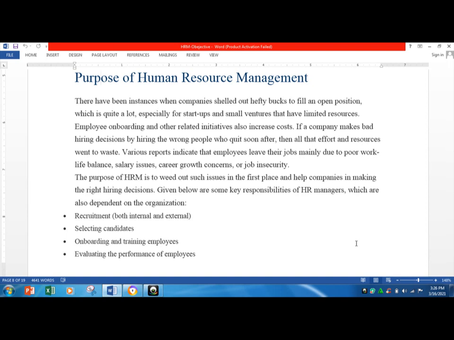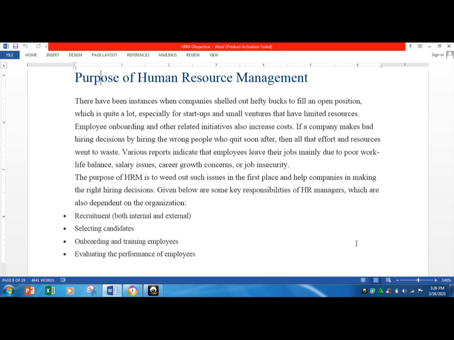Various reports indicate that employees leave their jobs mainly due to poor work-life balance, salary issues, career growth concerns, or job insecurity. So the purpose of human resource management, or HRM, is to weed out such issues in the first place and help companies in making the right hiring decisions. Given below are some key responsibilities of HR managers, which are also dependent on the organization.